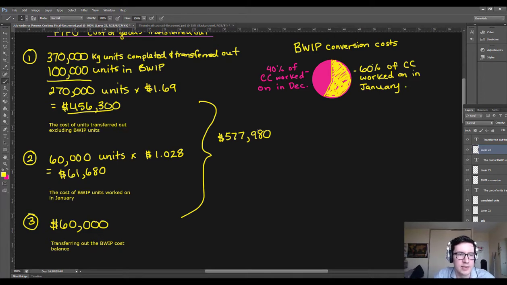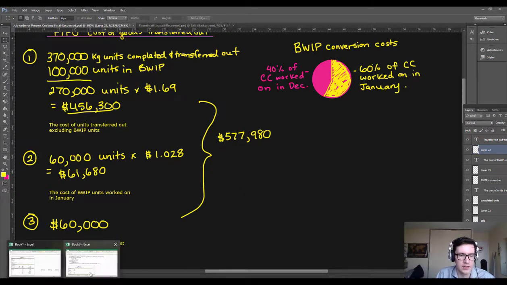And just to look back in hindsight, if we were to take the 370,000 kilogram units and multiply that by the cost per equivalent unit, 370,000 times 1.69 would be 625,300. And you can clearly see that this is an overstatement of, what is that, like 23,000 and 25, that's like $48,000. So that would be completely wrong. So this is why we needed to take those 3 steps.